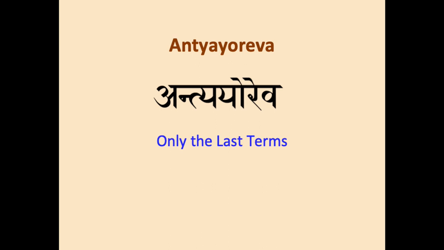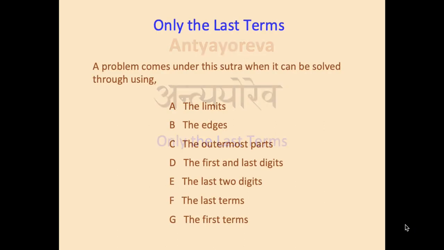The word Antya usually means final, but can also mean the limit or the edge of something. And I will be showing, I think, 10 or 11 applications of this sutra, generally translated as only the last terms. But this word Antya does have several meanings. And I'll look at some of those.